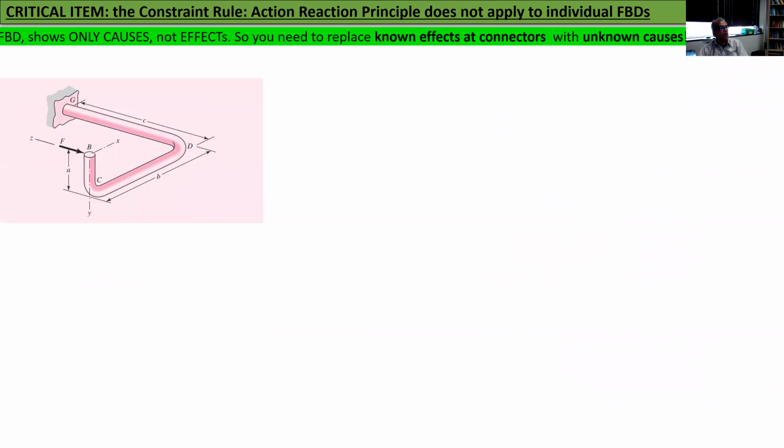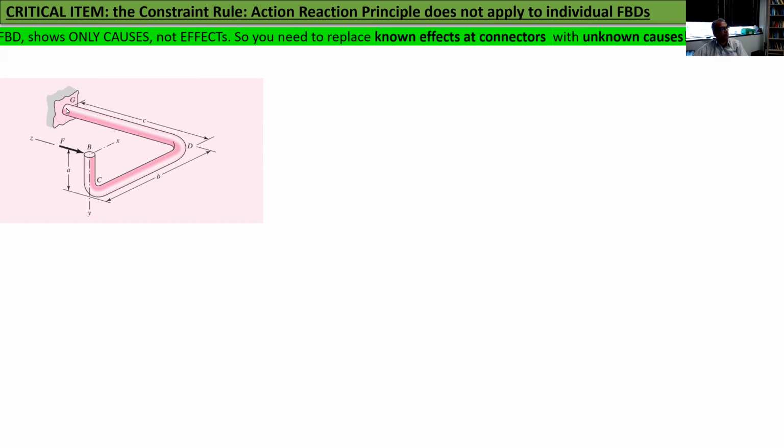Okay, now we come to the very critical item, which is called the independence principle, the constraint rule. And that says the action-reaction principle does not apply to individual free body diagrams. Free bodies show only causes, not effects. So you need to replace the known effect at connectors with unknown causes. So what the heck do we mean?